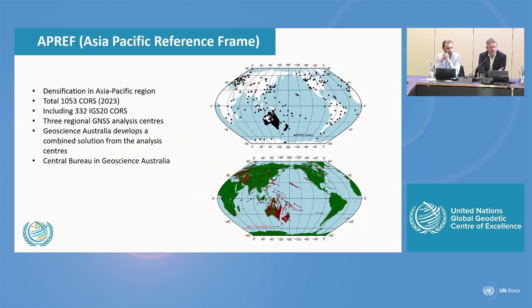So we were looking at the EUREF example before. Here's the APREF example and the number of stations that they have. This is the densification through the Asia-Pacific region. There's over 1,000 GNSS core sites included in 2023. 330 of those go into the determination of IGS20. There are 3 different regional analysis centres. The combination centre and the Central Bureau is at Geoscience Australia, and then there are 2 other analysis centres that are used to build the cumulative solution combination as well.